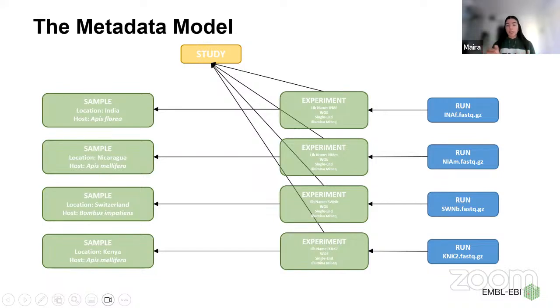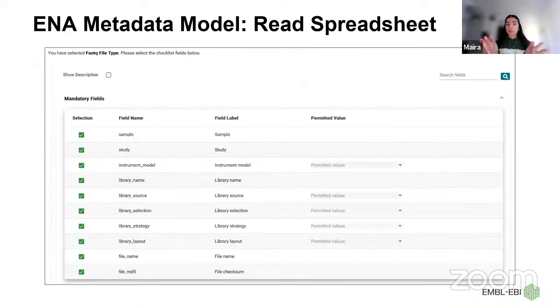So each experiment that is grouped under the study then has its own run object, and the run object is the one that contains your raw read file. And this is how you submit experiments and runs to the ENA.